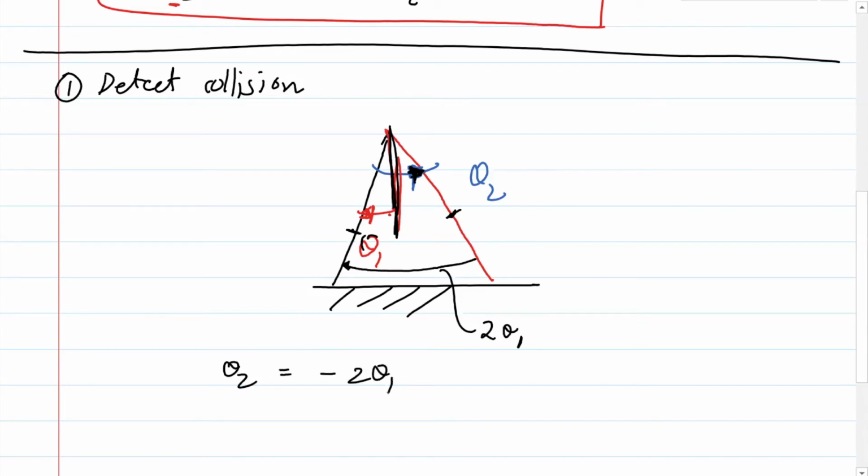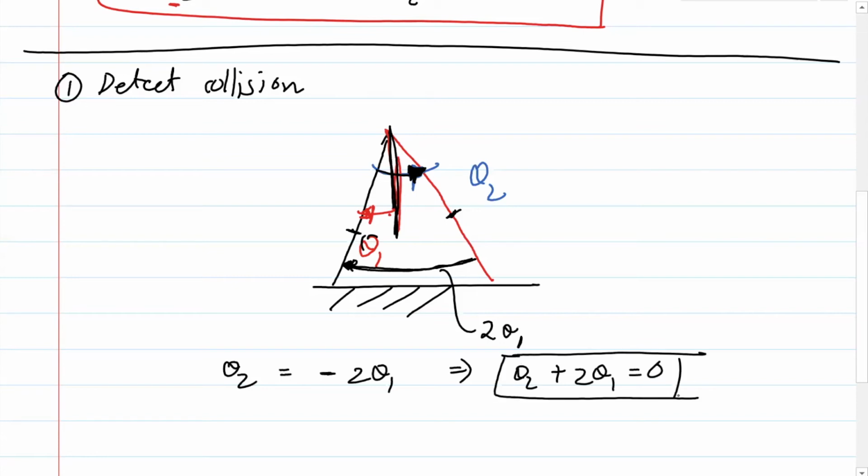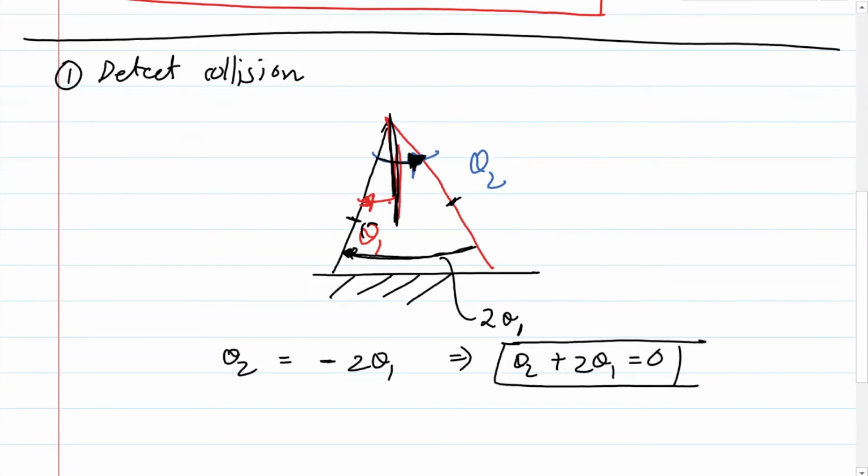And why is there a minus sign? Well, you can see the direction of this arrow. This arrow points counterclockwise, while this arrow points clockwise. And that's why I need to put the negative sign. So in other words, theta 2 plus 2 theta 1 equals 0. So when this condition is met, we do detect collision.